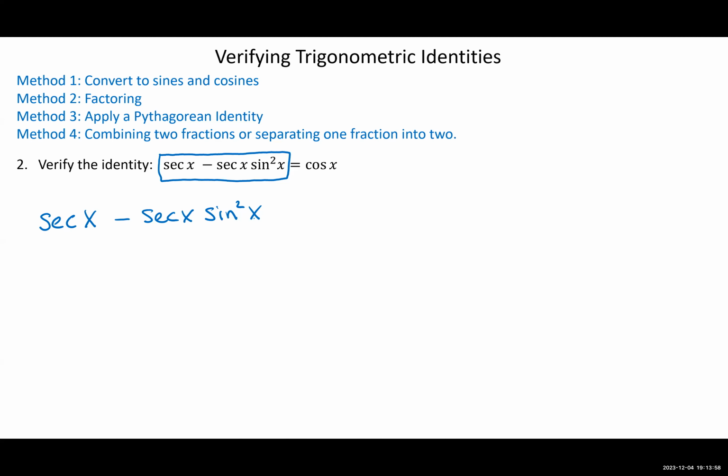And now what can we do? There are a dozen different ways we could go about this. These are not problems where you need to ask yourself, what do I have to do? Just do something. That's the important thing. Just try something. Try converting everything to sine and cosine. Maybe that works, maybe it doesn't. Try factoring. There's a sine squared here, so maybe try applying a Pythagorean identity. It looks like the only method that we can't try is method 4 because there's no fractions yet.